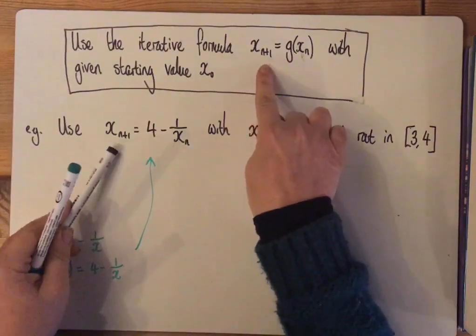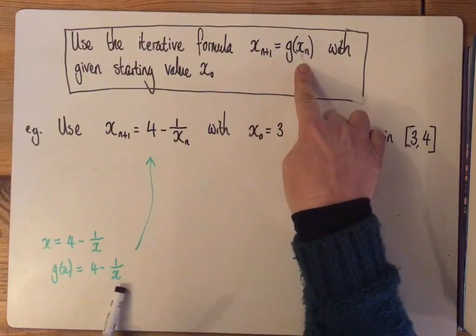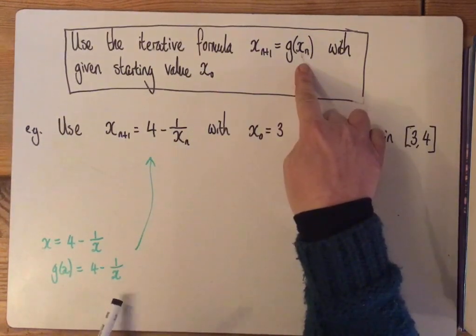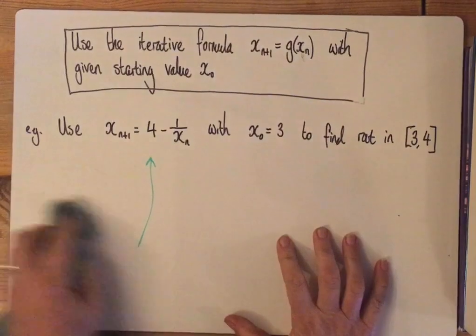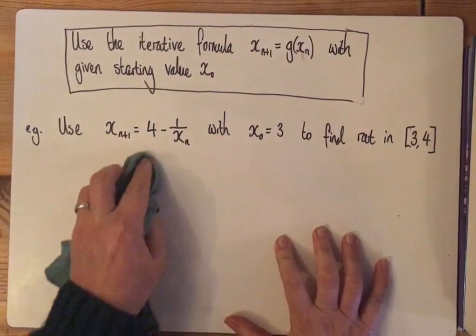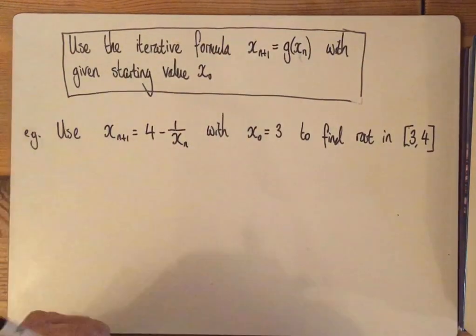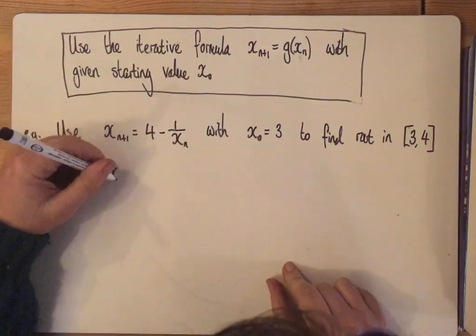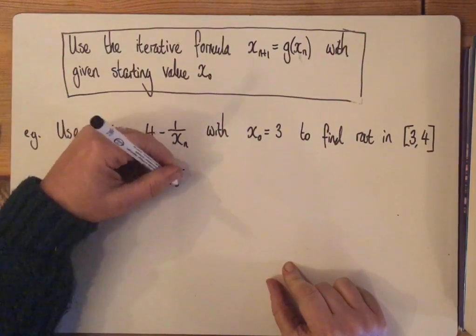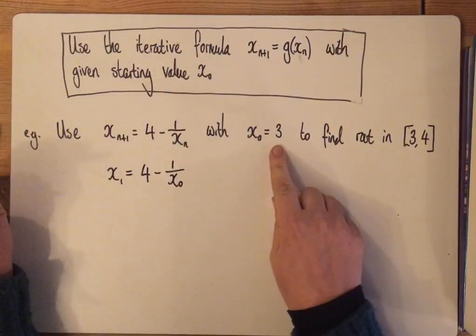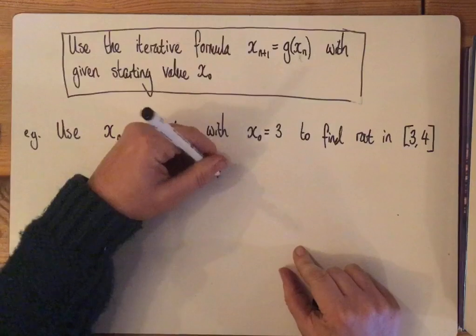So x_(n+1) = g(x_n), so I've just put x_n in place of x into g(x). But I'll show you it graphically in a video or two's time. So what you do, basically, is the value of n goes up by 1 each time. To find the next value, x_1, you do 4 - 1/x_0, and x_0 is 3. So it's 4 minus 1 over the one before.